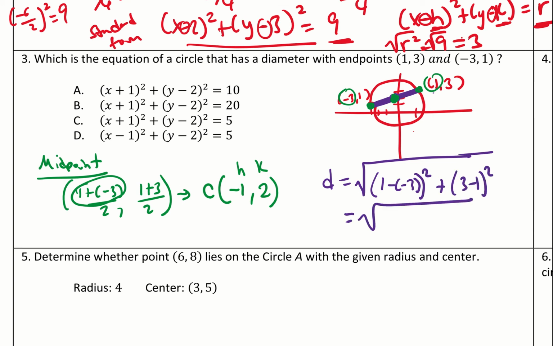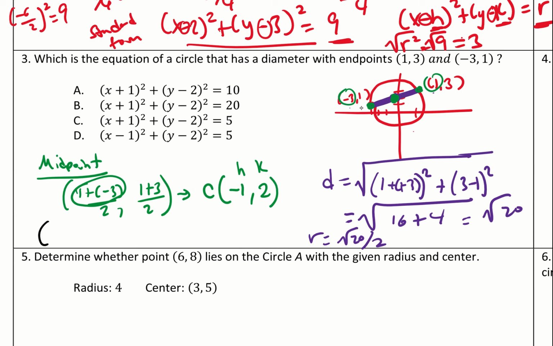So it's going to be the square root of, this is going to turn into a plus, so 4 squared, which is 16, and 2 squared, which is 4. So you get square root of 20 for the diameter, which means that the radius has to be square root of 20 divided by 2. So there you go. Now we know our radius and we know our center, so we can plug it into the equation of a circle.